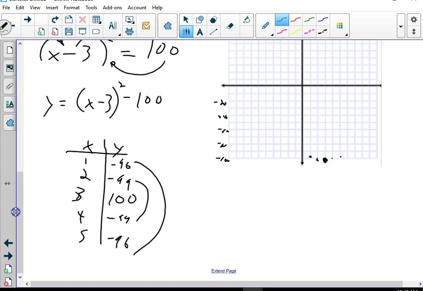And we know also that if we plug in 0, that would be pretty easy. 0 is going to give us negative 91. So that's going to be kind of here. So it's going to be really a wide parabola. So it's going to be a really wide parabola.